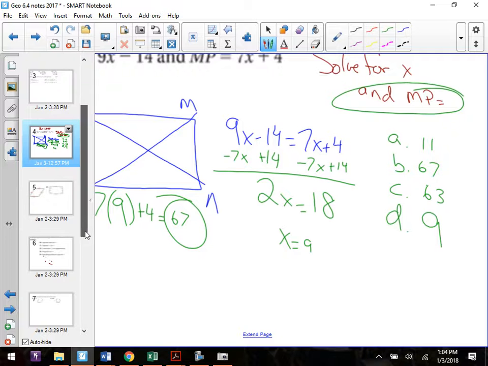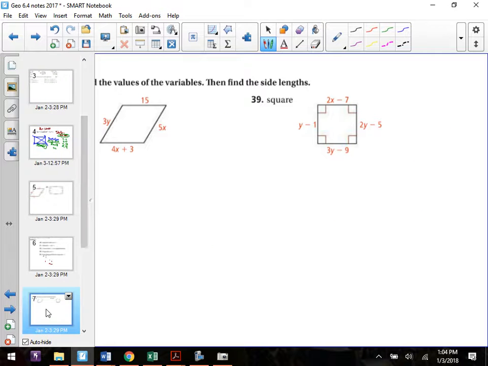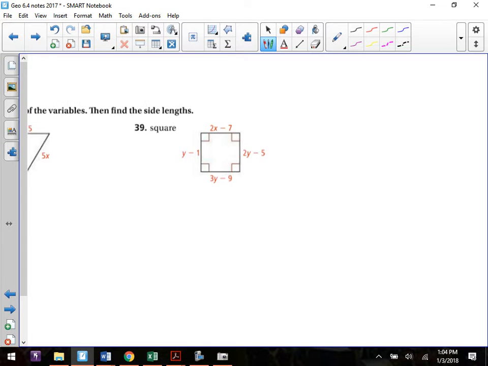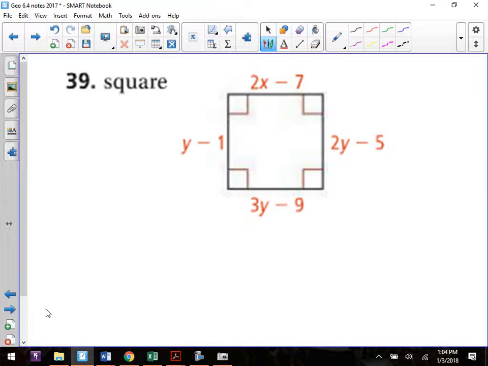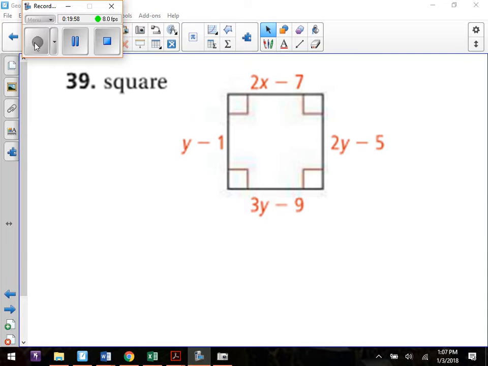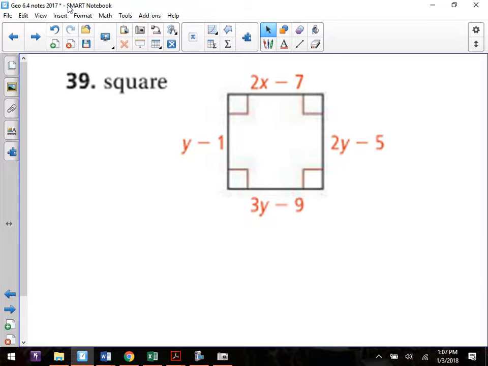Same thing goes for solving out. If this is going to be a square, take a minute and solve for x and y. What are the values of x and y that make that a square? Take a minute to do that. How about the side lengths? What do they all have to be? They all have to be equal.